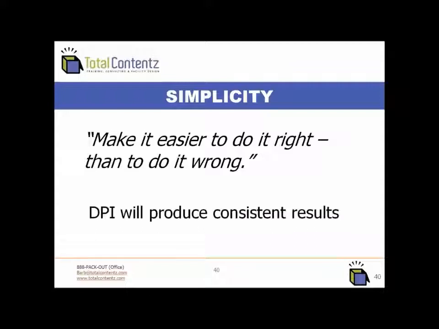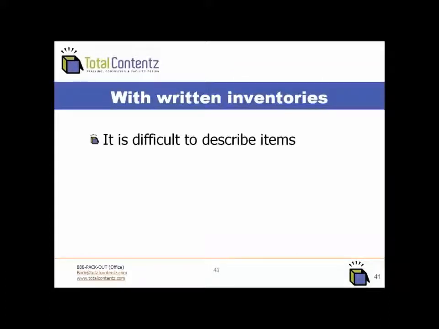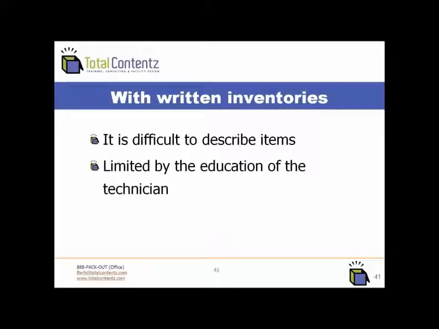Internally, we want to keep things simple. So we want to make it easy for our crew to do it right. And as managers, that's our responsibility. So with written inventories, it's hard to describe items. We might be limited by the education of the technician. They could be just out of high school. They don't have a lot of life experience. The workers that we hire to be our frontline workers, we're not requiring them to have a bachelor's degree or to have computer skills. So we have to take that into consideration and make it as simple as possible.